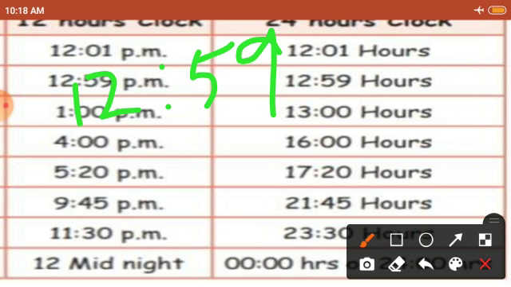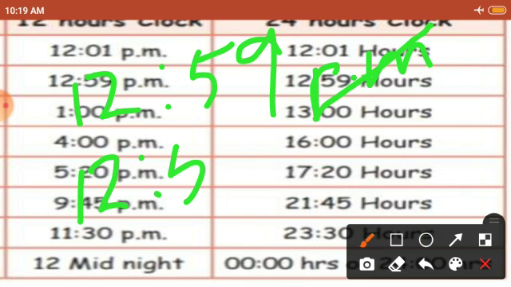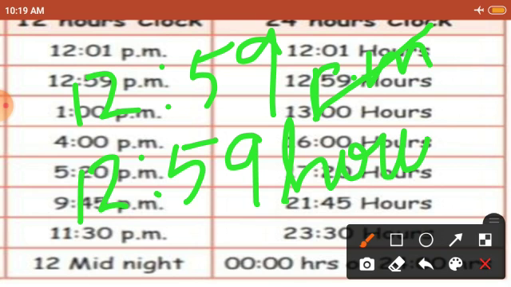First thing, what will you do? You have PM here, so just remove PM. Second step, count all the digits. You already have 4 digits, so no need to change anything here. Simply write the time, that is 12:59. After that, this is now 24 hours time, so you have to put hours here. So what will you get? You will get 12:59 hours.